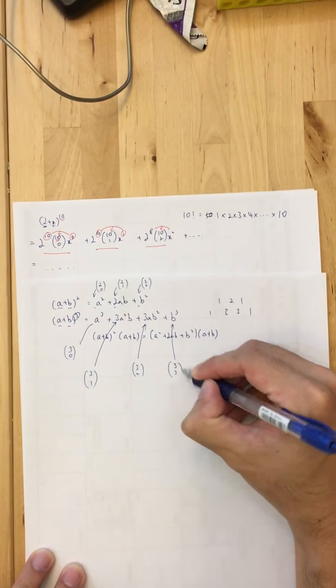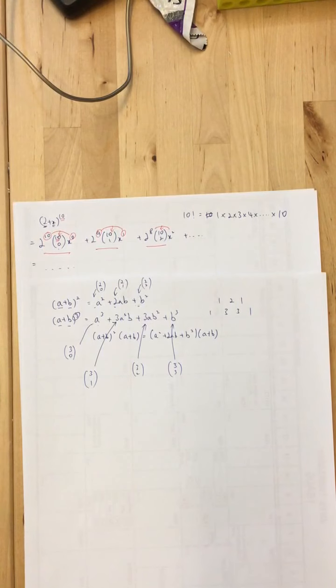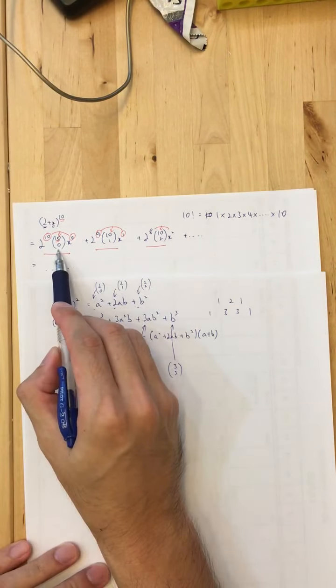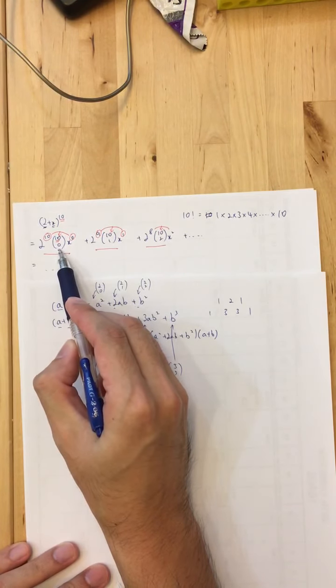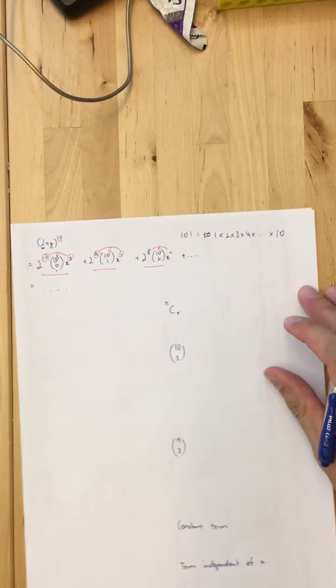This will be 3 choose 3. Okay, so notice a few patterns. So now you know what this is: 10 choose 0, 10 choose 1. Note it starts from 0. Okay, so what else do you need to know?